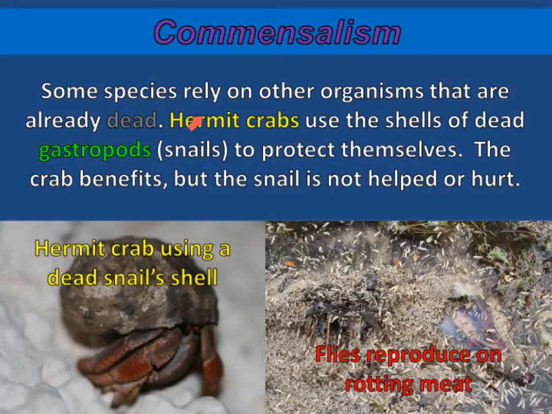So there are some species that rely on other organisms that are already dead. Hermit crabs use the shells of dead gastropods, which are snails, to protect themselves. The crab benefits, but the snail is not helped or hurt. Class, think about it. The gastropod is dead, people. If it's dead, can it feel anything? Can it be happy or can it be sad? No, it's already dead, people. So, once that gastropod is dead, the hermit crab's going to come in, take the shell to protect themselves, okay?